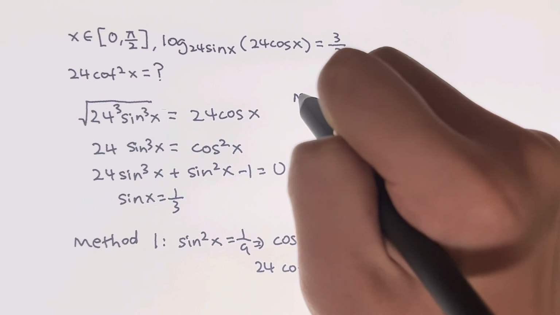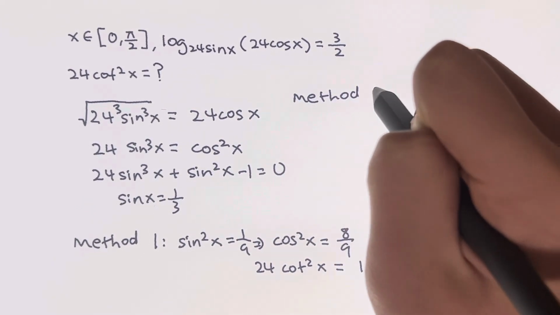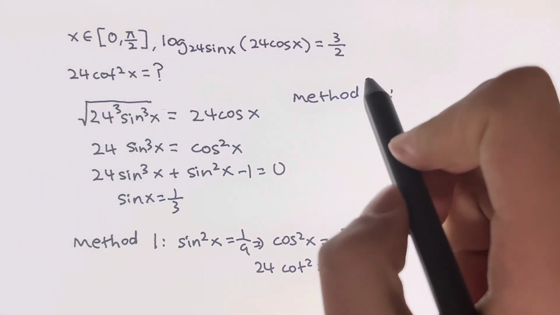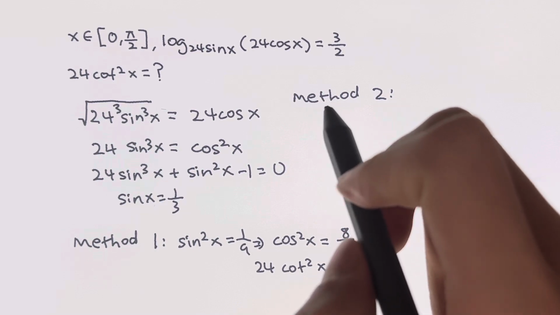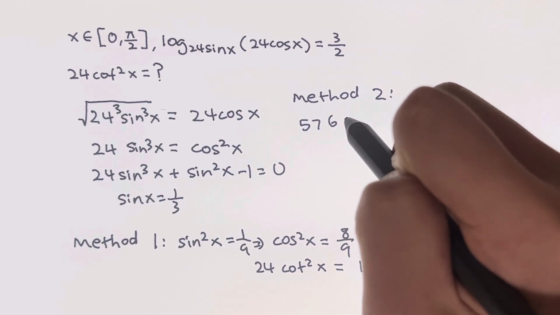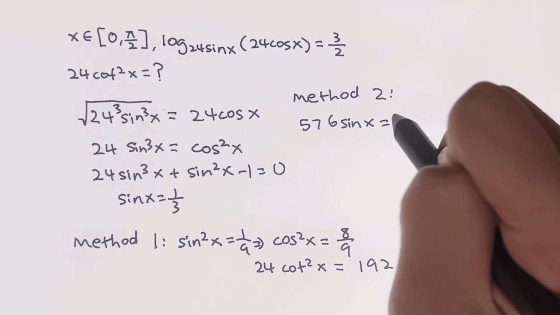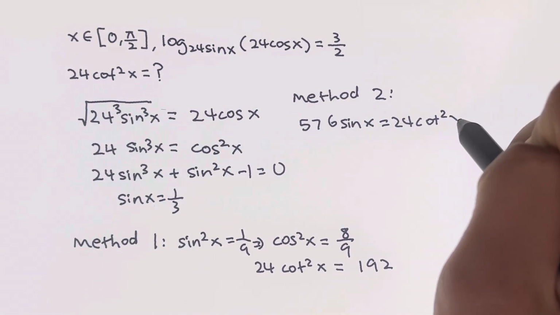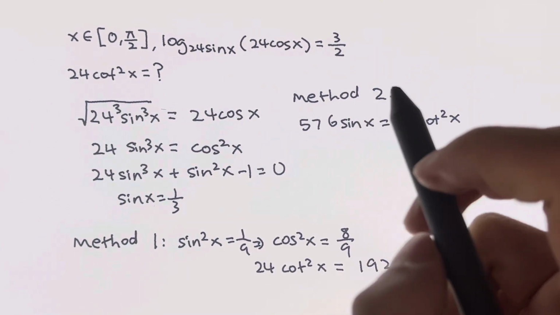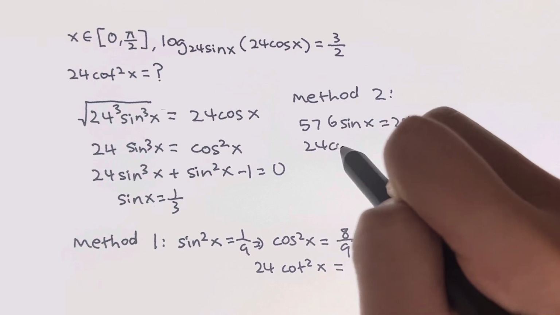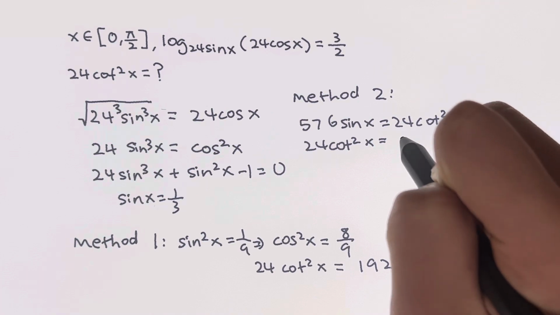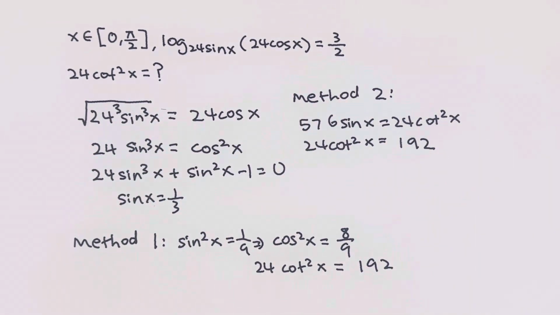The second method is that we can multiply our old equation 24 sine cubed of x equals cosine squared of x by 24 divided by sine squared of x. This will give us 576 sine of x equals 24 cotangent squared of x. Now we realize that 24 cotangent squared of x equals 576 sine of x. So our final answer would then be 24 cotangent squared of x equals 576 divided by 3, which is 192. So that is how you solve this problem using two methods.